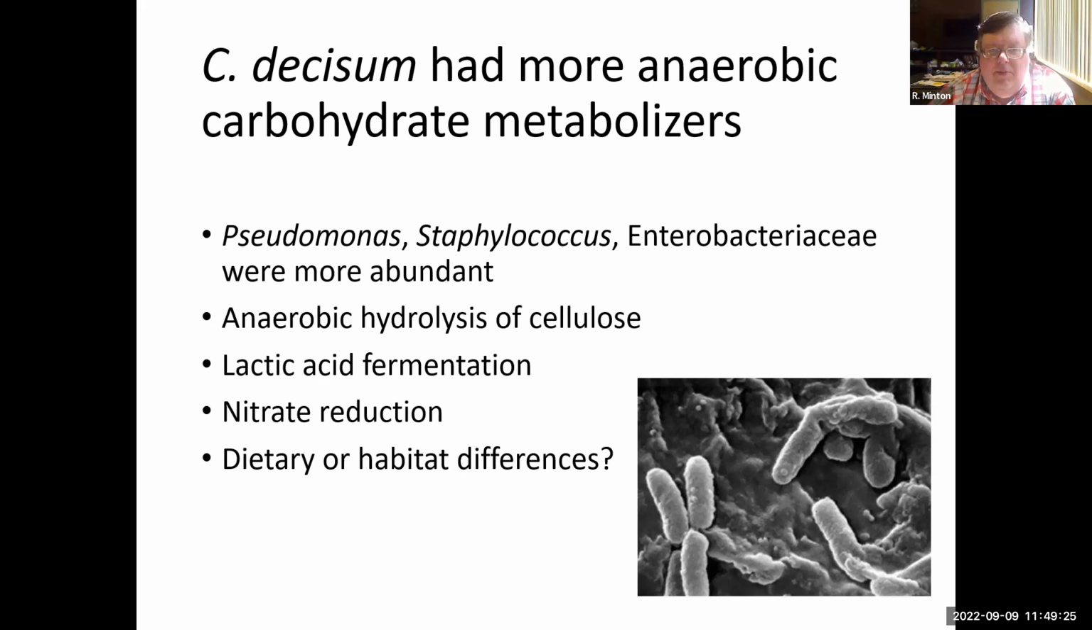The native species, Campeloma, had more anaerobic carbohydrate metabolizers. Things like Pseudomonas, Staphylococcus, some Enterobacteriaceae. And again, these are bacterial taxa that are known to anaerobically hydrolyze cellulose. So again, that dietary connection, fermentation through lactic acid fermentation, reduction of nitrates. Again, all these anaerobic metabolic processes were more abundant in the native species. And again, that could simply reflect dietary differences between the two species or microhabitat differences between them as well.